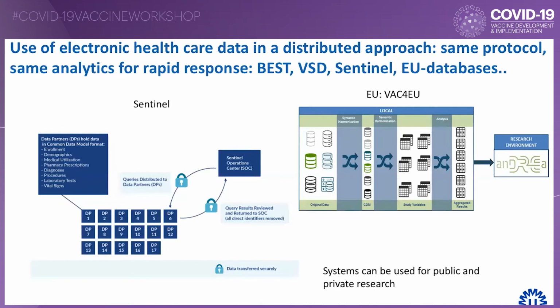So here we look at an overview of how distributed analytics have been set up utilizing electronic healthcare data. Many organizations have access to electronic healthcare data that is population-based. So this is an overview of the Sentinel system that has been running for more than 10 years. There are different data partners, and here it's a graphic of 17 data partners across the US. They put their data into a common data model, so it's the same structure of the data.